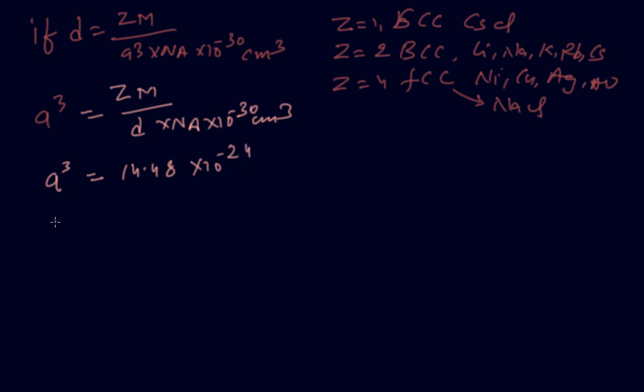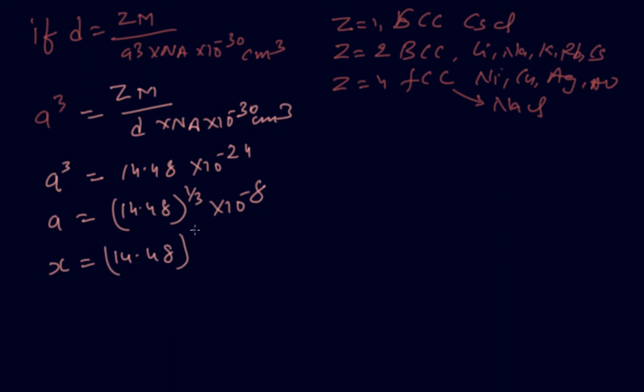So then what will A come? A is equal to 14.48 raised to 1 by 3, or cube root, times 10 to the power minus 8. Now you have to calculate this value. Suppose x is equal to 14.48 raised to 1 by 3. To solve such cases, you feel a lot of difficulty. For that, you have to learn the log. Take the log of both sides.